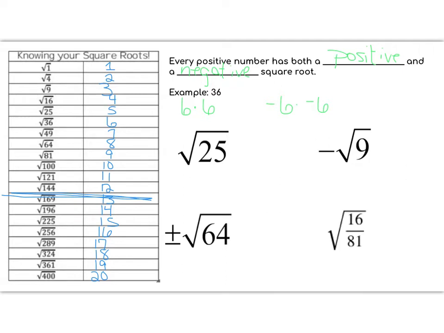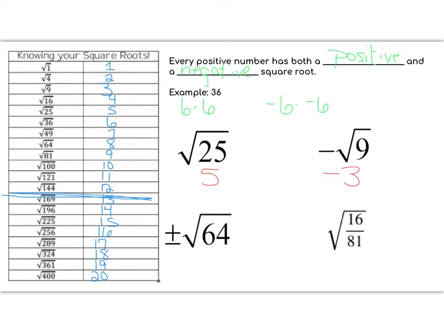And the way you'll know which one they want is by whatever's in front of the radical symbol. So the square root of 25 with no symbol in front of it, I want the positive square root. So what times itself equals 25? That's 5. If they want the negative square root, they will put the negative symbol in front of the radical. So the negative square root of 9, what times itself equals 9? Well, that's 3, but we want the negative square root, so that would be negative 3.